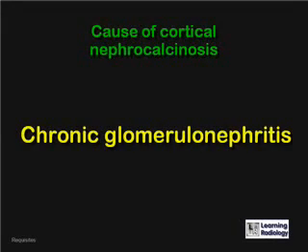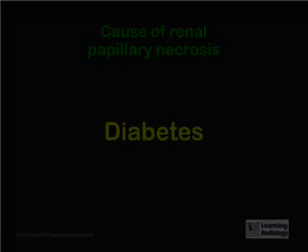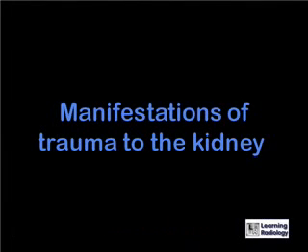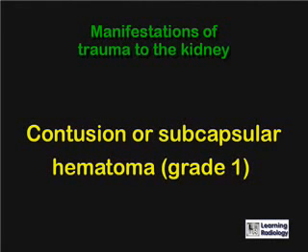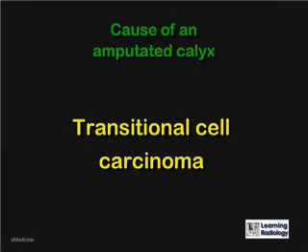Chronic glomerulonephritis. What is the most common cause of renal papillary necrosis? Diabetes. What are the most common manifestations of trauma to the kidney? Contusion or subcapsular hematoma. What is the most common cause of an amputated calyx? A transitional cell carcinoma.